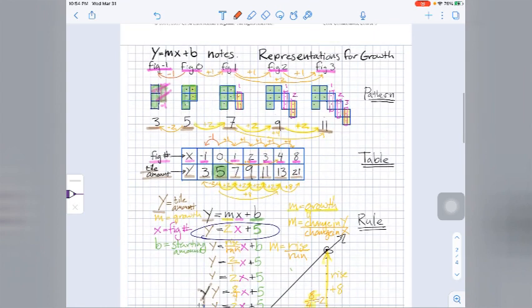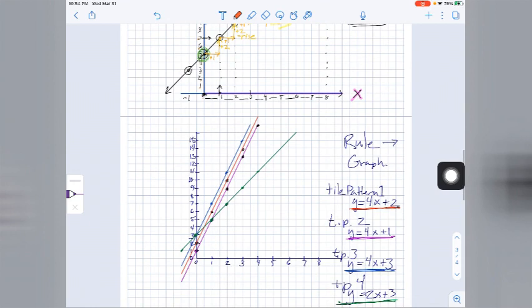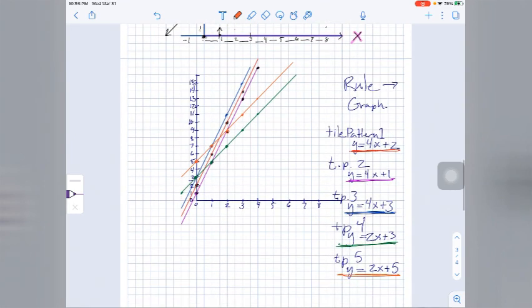All right, and so tile pattern 5 starts with, here I can see what they are, figure number 0 has 5, then 7, then 9, then 11, 13. And I'm going to draw my straight line through there. Start all the way back here, draw my line that goes through all of those points. And so we notice that one is parallel with tile pattern 4.